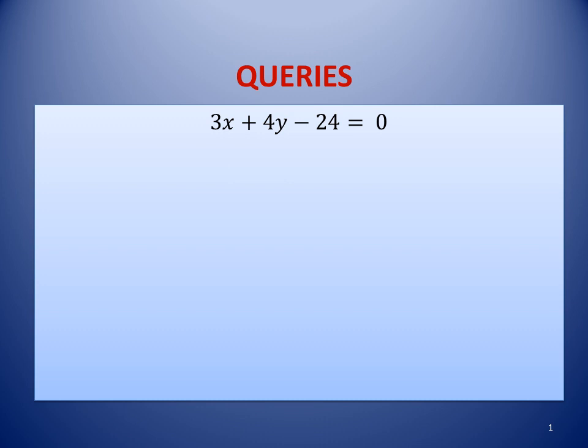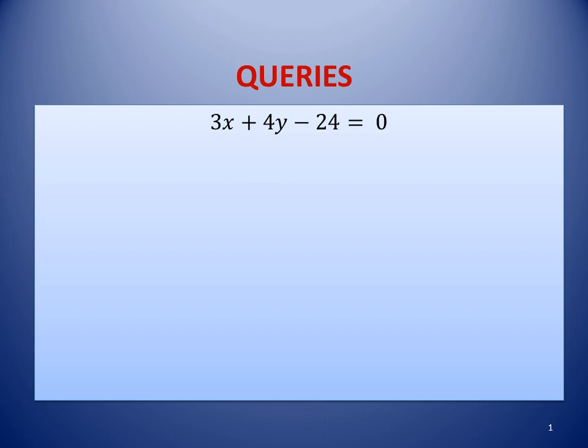Gradient intercept form is y is equal to mx plus c. So in this equation, we will make y the subject. So to write any linear equation in gradient intercept form, make y the subject in that equation. There are three steps which I omitted and directly wrote the gradient intercept form.